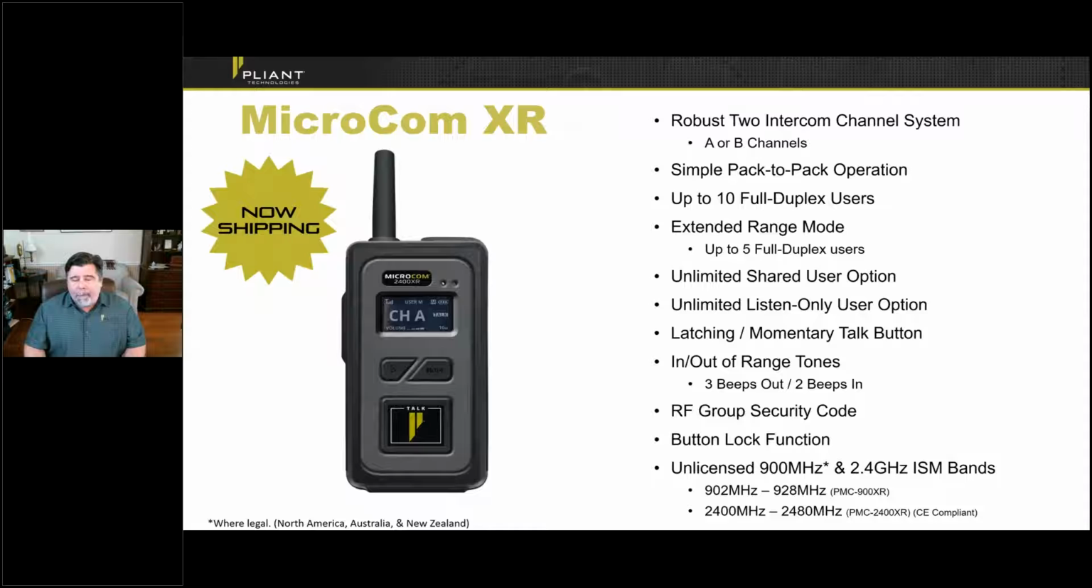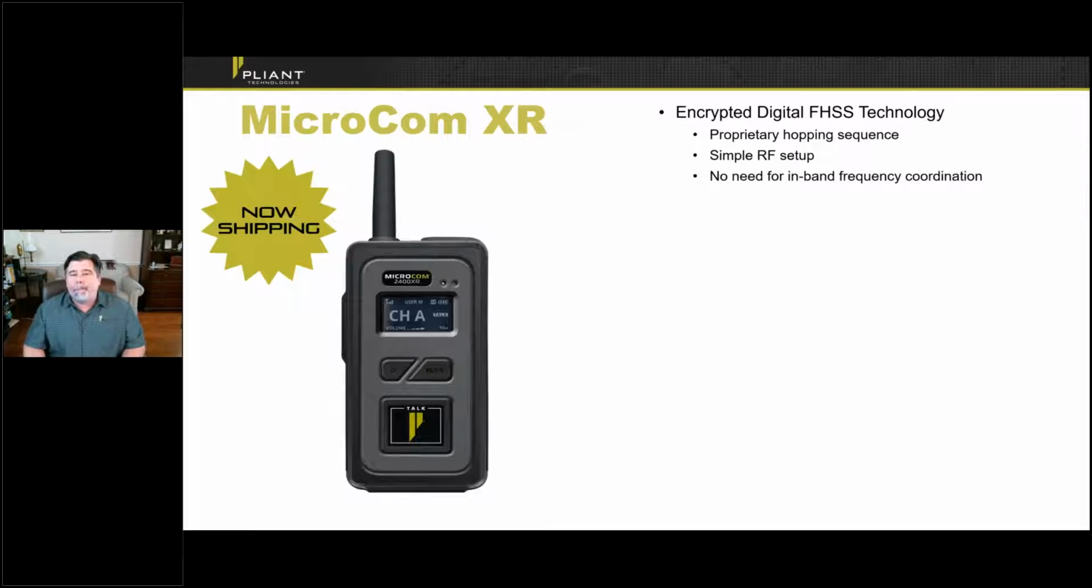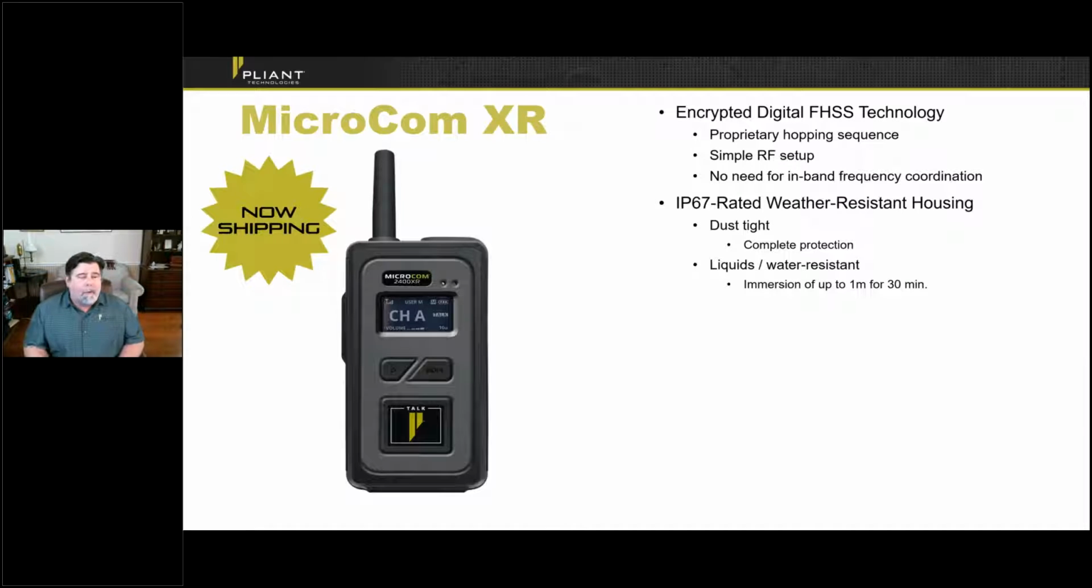And this also operates in the 900 megahertz and 2 gigahertz range. This is a frequency hopping spread spectrum system, just like all of our other products are. This uses a proprietary hopping sequence. And again, very simple RF setup. There's no in-depth programming that needs to be done with this system. You just basically set your users, set your groups, and you're good to go.